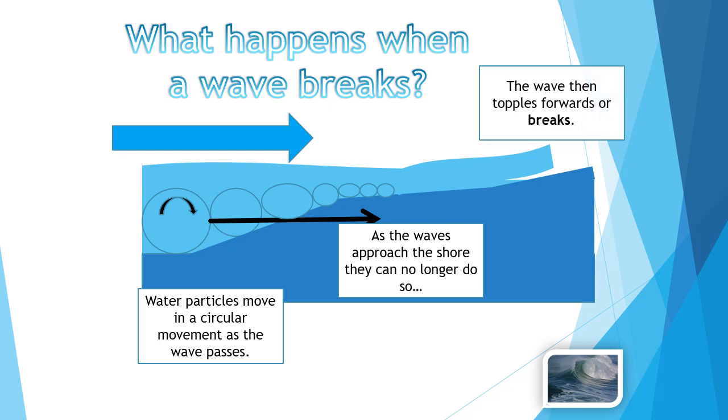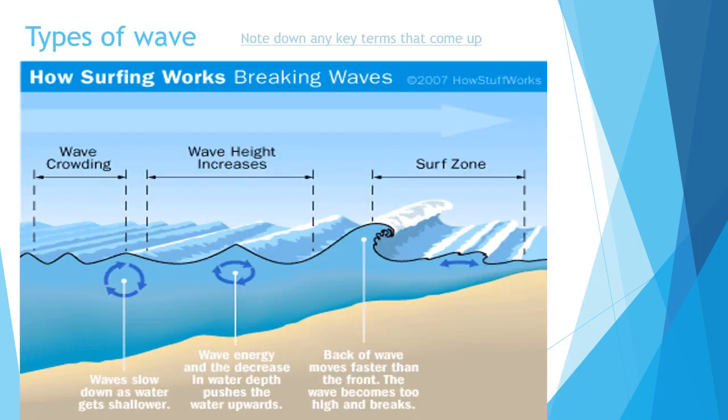When those circular motions meet the seabed, the bottom of that circular motion is caught up by the seabed due to friction, and it slows the bottom down, but the wind is still pushing the top forwards. So what happens is the waves topple forwards, and that's what we call a breaker.